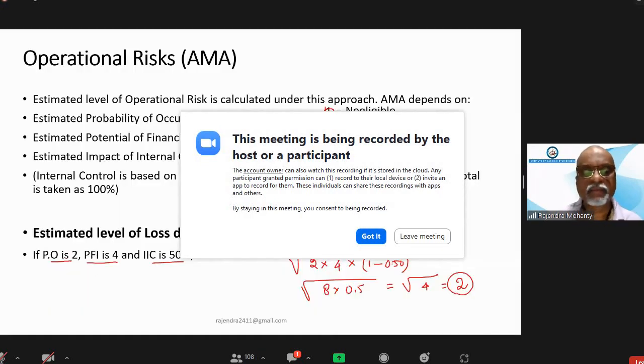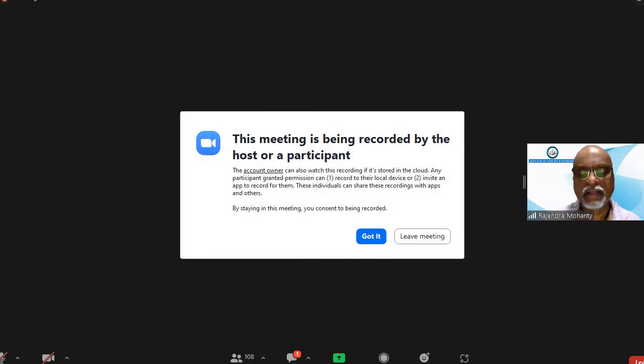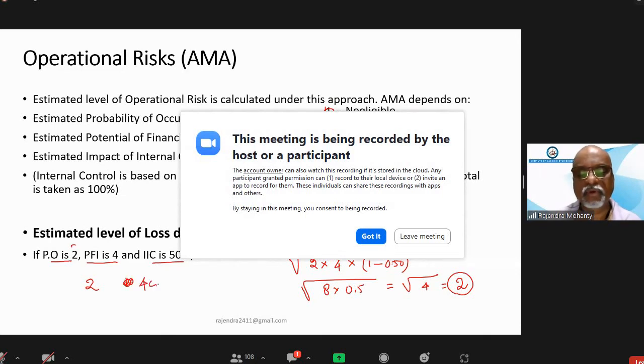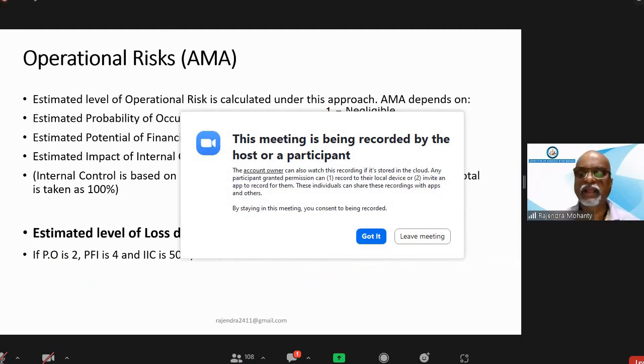Suppose probability of occurrence is given as a number, say 2. PFI is given, say, as 4 crore. And IIC is 50%. So PFI can be given as an amount also. In that case, our loss will be 2 crore. We can say there might be 2 crore of loss. Is it clear? This formula has to be applied. That's all. PO, probable occurrence, and PFI will be given, IIC will be given. Just multiply all the things and take the square root of that. So that becomes our estimated level of loss due to operational risk.